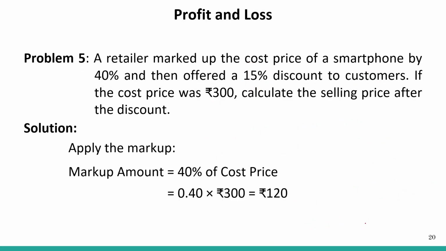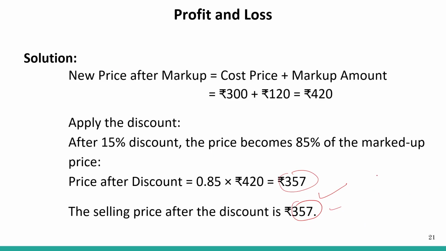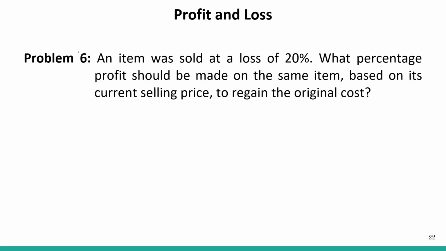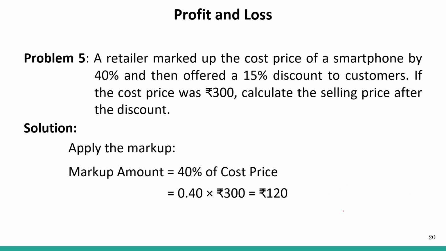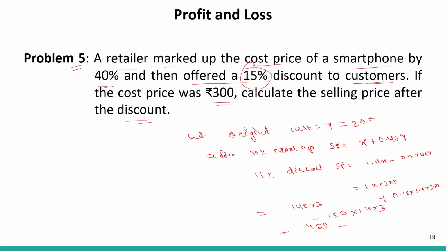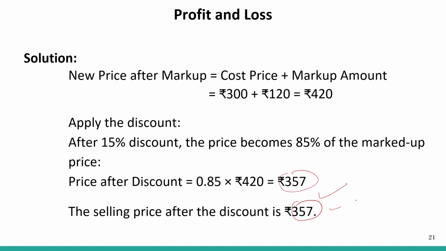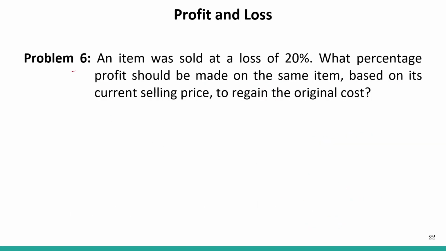So this will be 357. Okay, so let's see. There will be a plus right here because this is a what? A 15% discount, right? So it will be minus. Okay, so correct.